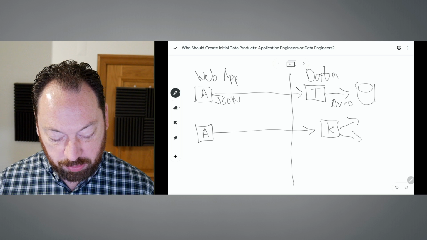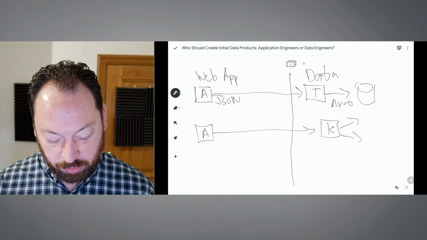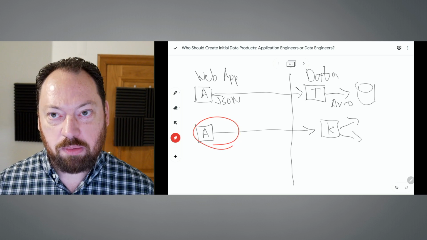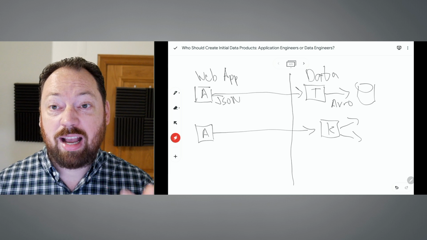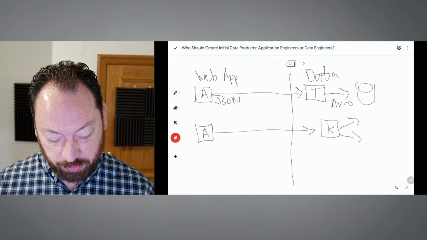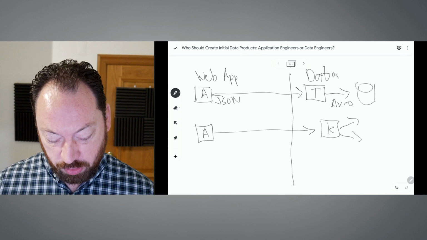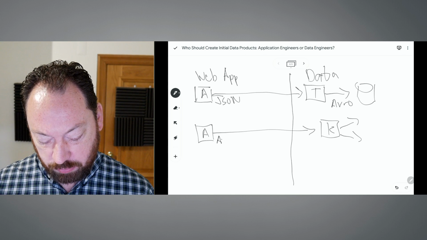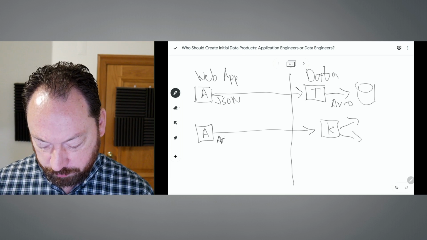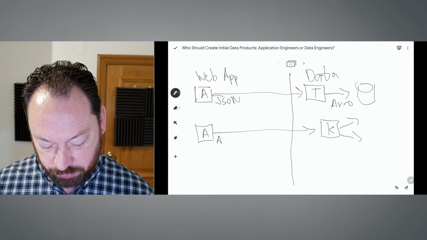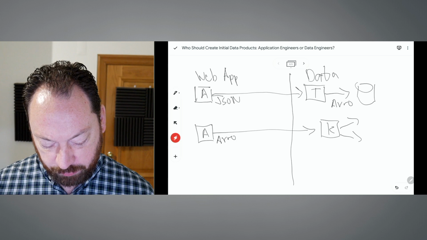Now, what you may be thinking there is, oh no, I don't want my web application team to have direct access to be able to publish. Well, what we're going to do is we're going to teach them about best practices. We're going to have them use an Avro schema. So Avro schema over here.